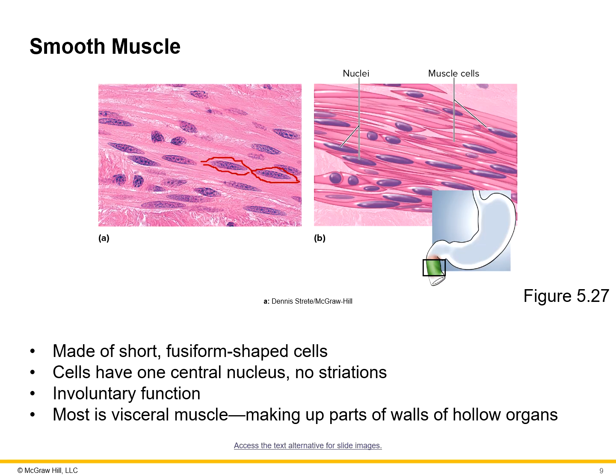So because again, these are involuntary in function, think of your visceral muscles and parts that make up hollow organs. That is where we're going to find these types of cells.